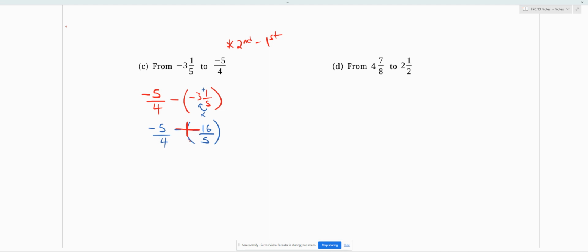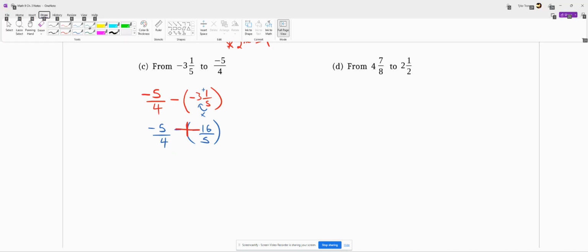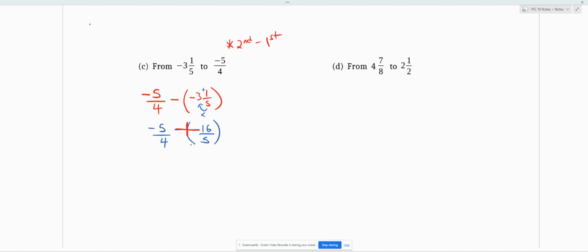However, we don't have a common denominator yet. So let's do that. Our common denominator here, the lowest possible, is 20. So I'm going to go times 4, times 4, times 5, times 5. And I'm going to get brand new fractions of negative 25 over 20. And I'm adding that now to 64 over 20. And that overall gives me negative 25 plus 64 is going to give me 39 over 20.